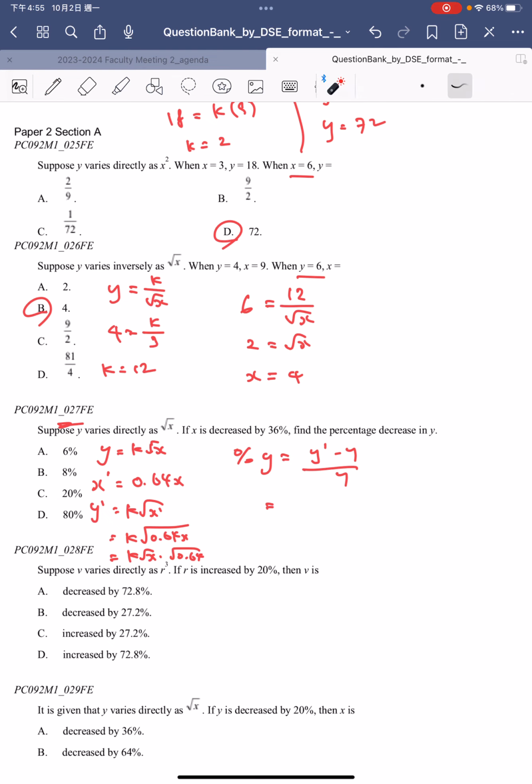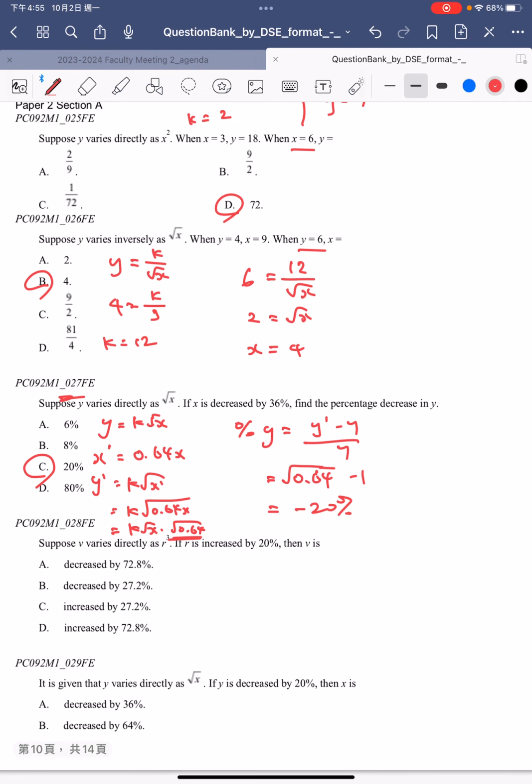If you think about it, the new y has this k square root x, and the old y has this k square root x as well, and eventually it is eliminated by the denominator. So we can just take it out first and then divide, which means you don't need to write the whole thing here, because this is multiple choice and you don't need to show any steps. So actually we can just write the square root of 0.64 minus 1, and we get negative 20%. So the answer should be C.